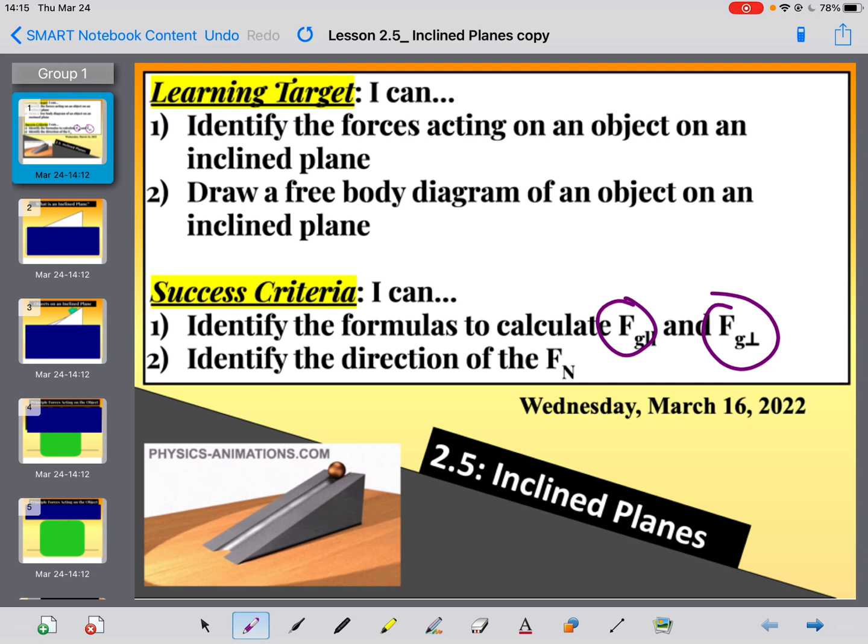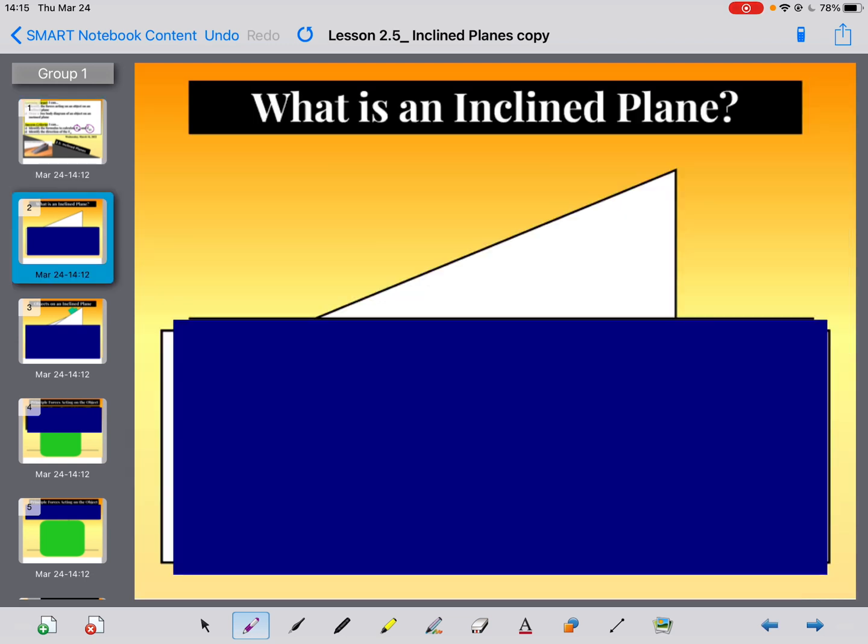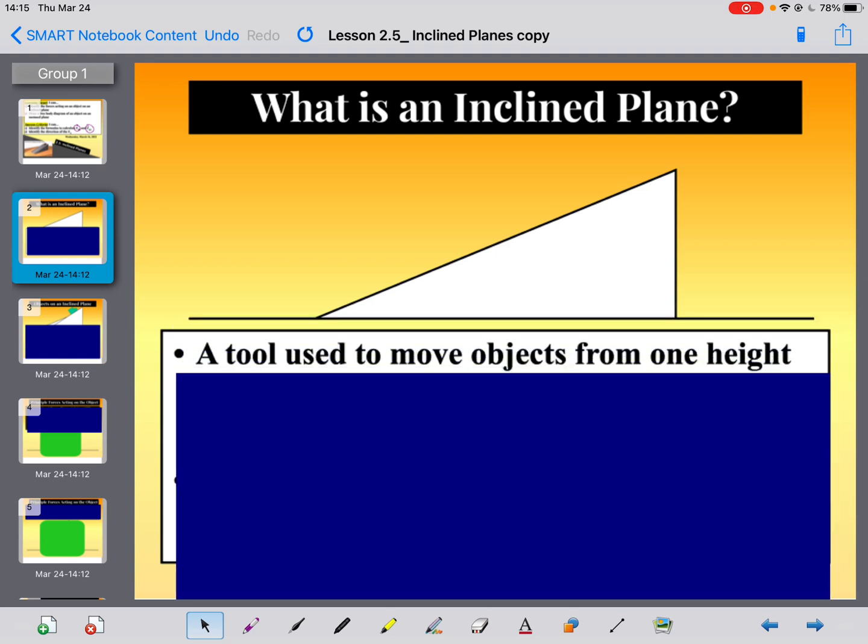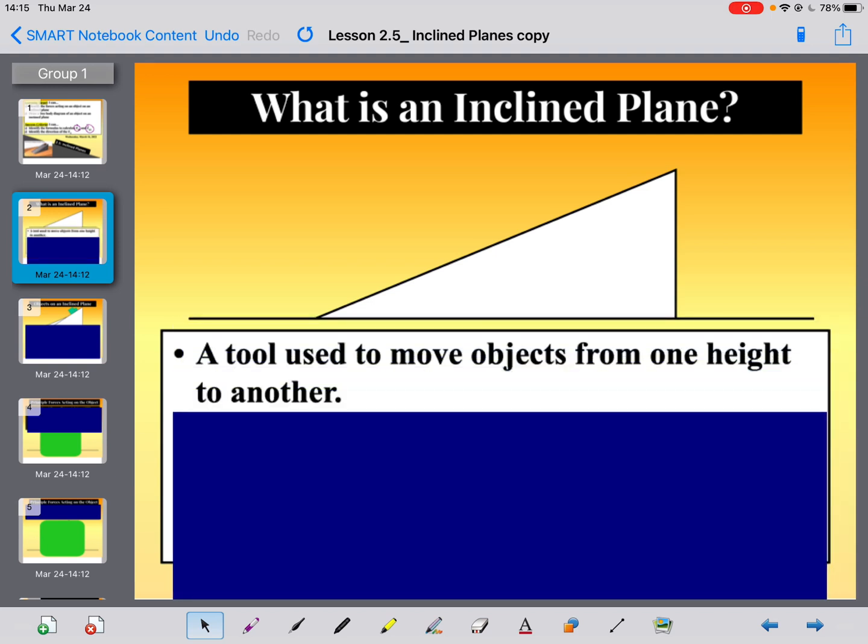So when we think of an inclined plane, you've definitely seen them every day of your life, and most commonly where we have seen them are ramps or some sort of hill going up or down, right? That's an inclined plane essentially. So what an inclined plane does is it's a tool used to move objects from one height to another. So if I have an object right here, I can move it up the ramp, make it go over here. Likewise, I could also go down the ramp, right?